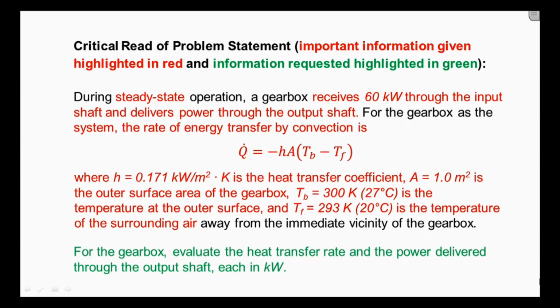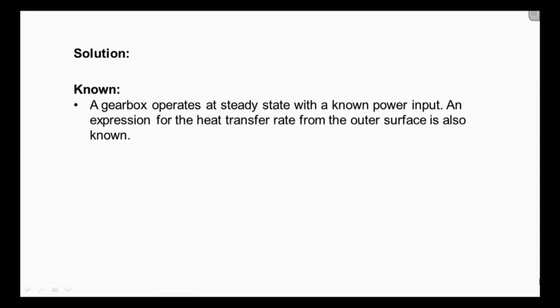For the gearbox, evaluate the heat transfer rate and the power delivered through the output shaft, each in kilowatt. Let's start to develop the solution. The first thing to do in any problem solution is to summarize what is known. This is essentially the same information we highlighted in red in a critical read of the problem statement, presented here in a bullet list format.